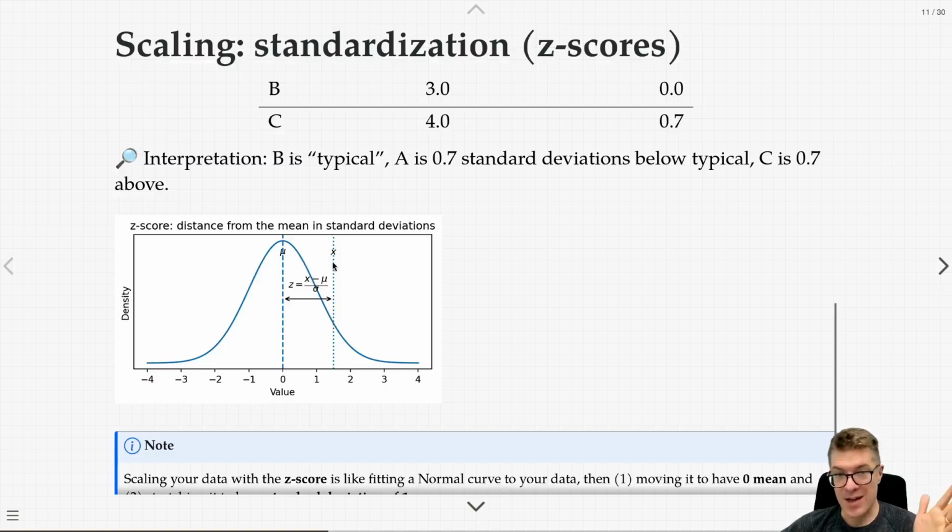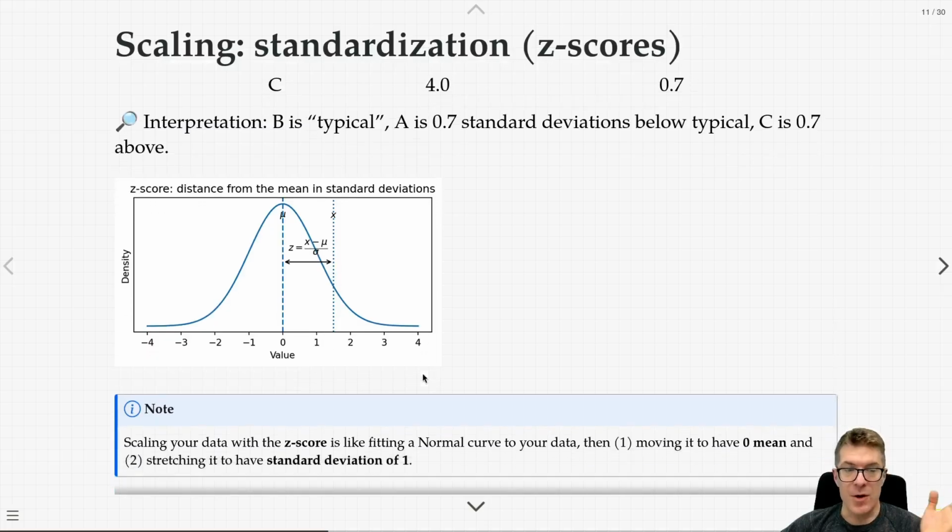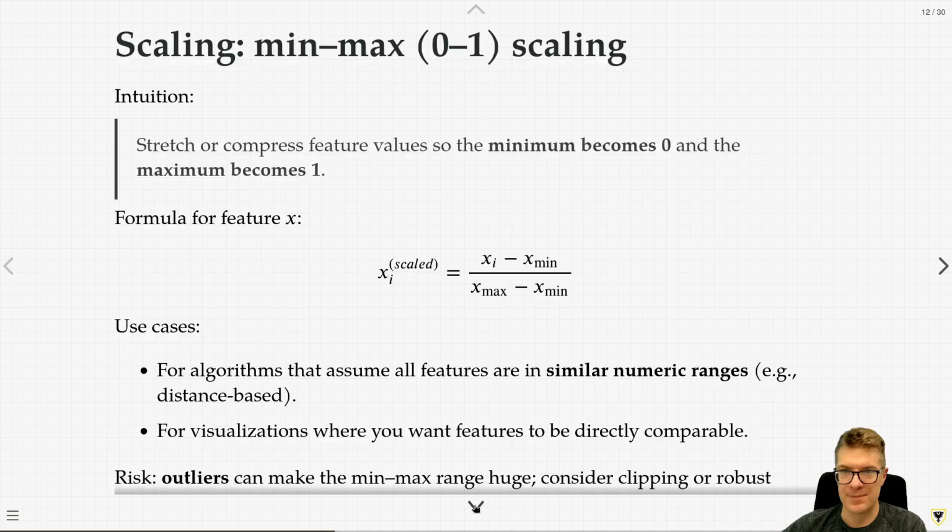So this x is going to give a positive z-score, and it's going to be something above the value of 1, obviously. So the note here is that scaling your data with a z-score is essentially like fitting a normal distribution to your data, and then moving it over to have 0 mean, and then stretching it so the standard deviation is 1. That's the first kind of scaling.